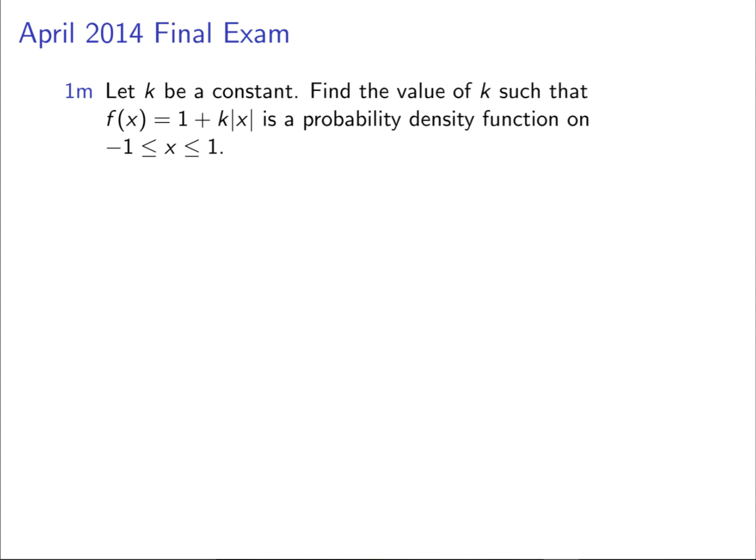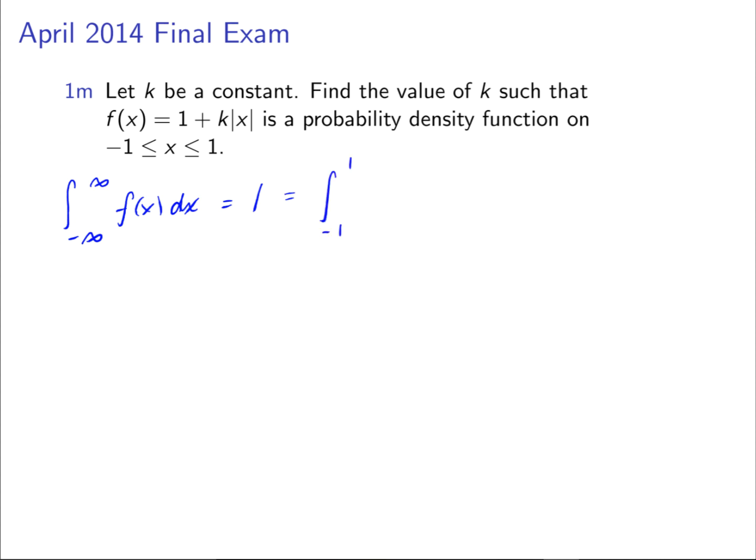In this question, we're asked to find the value of a constant that makes this function a probability density function. So let's remember the relevant property of a probability density function. The area under the curve, the entire curve over the entire real line, has to be 1. That's the probability that my variable is between negative infinity and infinity. It's got to be 1.